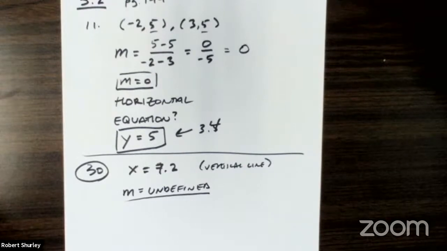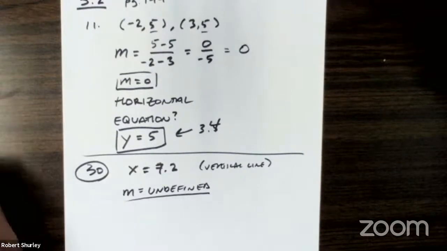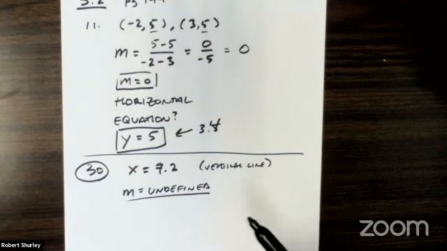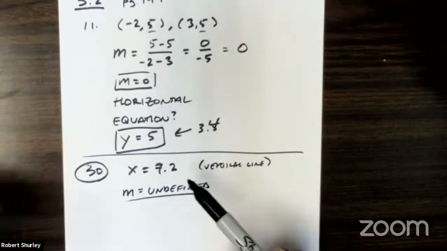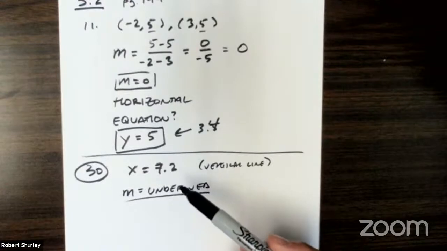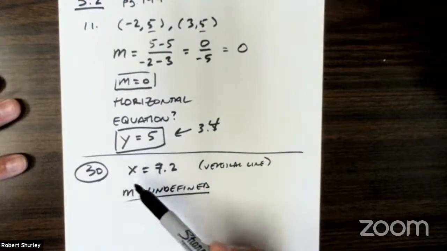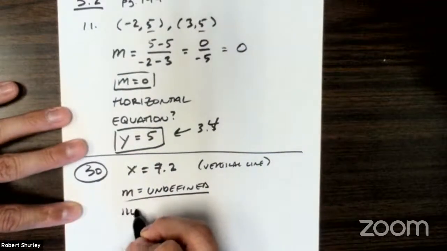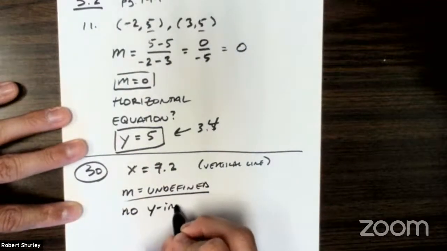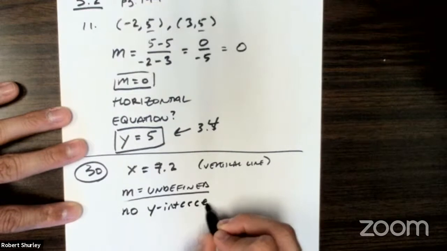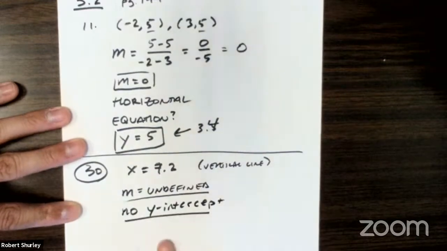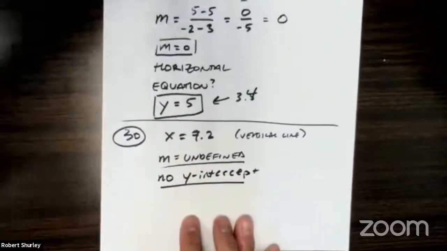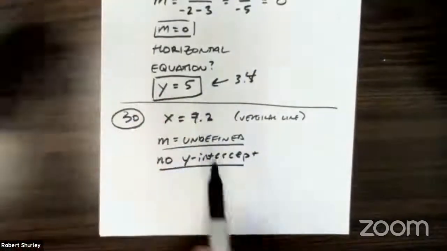No, I saw Gracie nod her head. No, or back and forth, not up and down. It doesn't, right? It doesn't cross the y-axis. And the question asked to give the y-intercept. Well, if our line never crosses the y-axis, it just doesn't have a y-intercept. So no y-intercept.